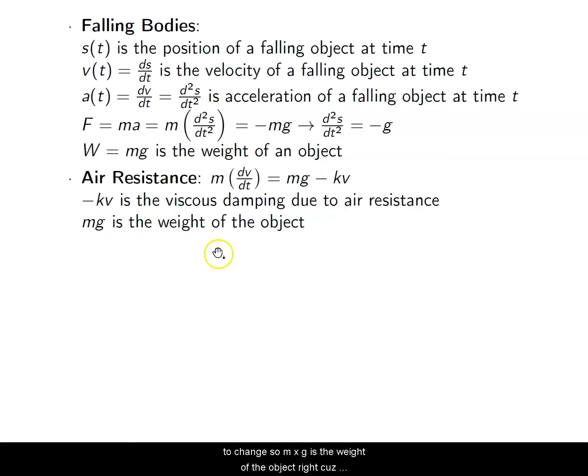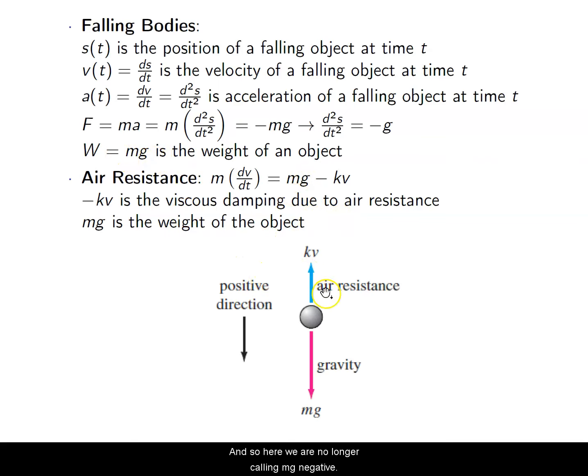So m times g is the weight of the object, right? Because mg is weight. And so here, we're no longer calling mg negative, because for air resistance, we are calling the downwards direction the positive direction. So when we're talking about falling bodies, we're going to use negative mg. When we're considering air resistance, the air resistance is moving up. So that's the resisting force. We're calling that negative. And the downward force due to gravity is the positive side.